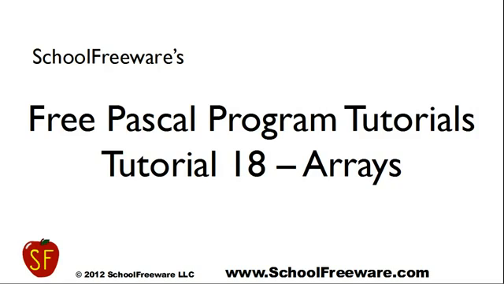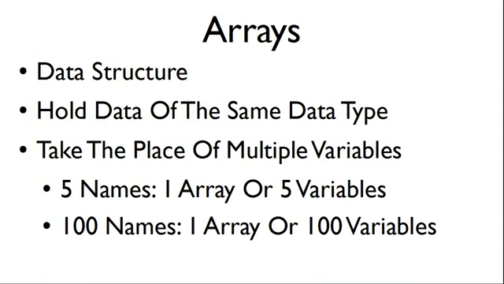Tutorial 18, Arrays. An array is a data structure. It can hold data of the same data type. Arrays can take the place of multiple variables. For example, if we wanted to have the computer hold 5 names, we could either use one array or 5 variables. If we wanted the computer to hold 100 names, we can use one array or 100 variables. So in this particular case, one array is much more simple and easier to work with than multiple variables.